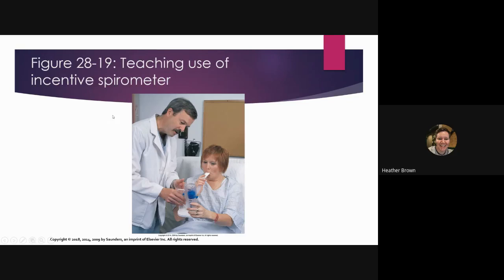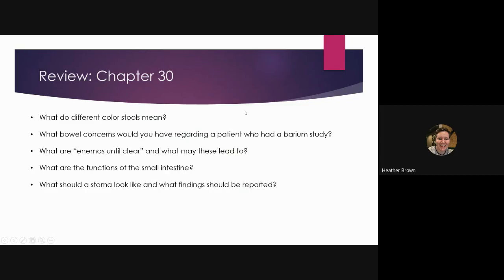Teaching the incentive spirometer, in here you can see that little blue notch on the right side of the picture. That's her incentive. That's what's telling her how far she wants to try to get to. Sometimes it's a little smiley face or different things. That's giving her a goal. This person is just trying to show her how to utilize it. We talked about taking those 10 slow, deep breaths every hour and holding each breath for 3 seconds to enhance gas exchange. So now we're going to move into chapter 30.